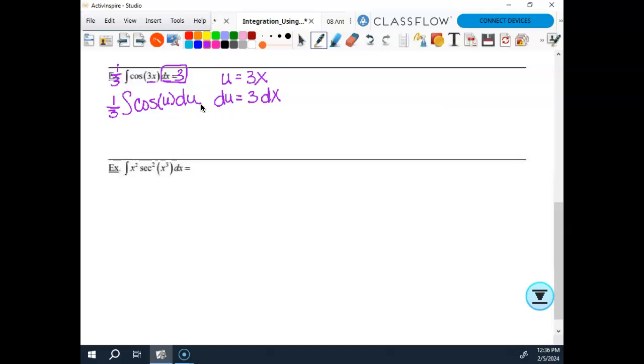When I integrate cosine, what do I get? When I integrate cosine, I get sine, right? That's why writing those little things down can be very helpful. So it's just plain old sine. So I'm going to get 1/3 times the sine of u plus c. So then that gives me 1/3 times the sine of 3x plus c.